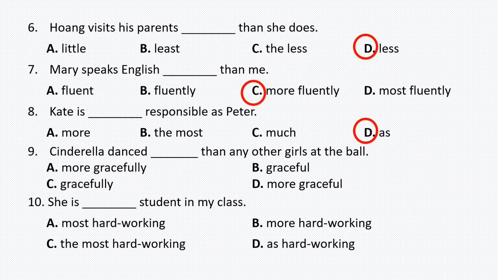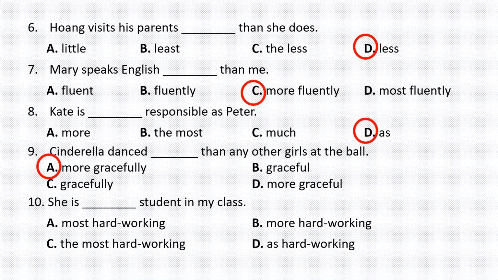9. Cinderella danced ___ than any other girls at the ball. A. more gracefully. B. graceful. C. gracefully. D. more graceful. A is the correct answer. Cinderella danced more gracefully than any other girls at the ball.